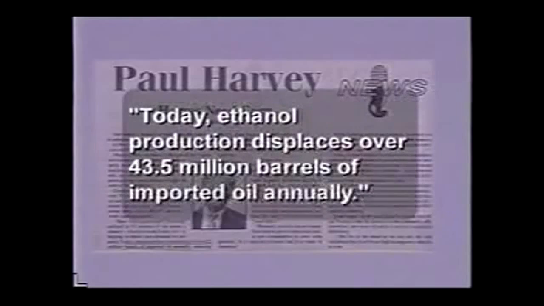Well, some people say there's nothing to worry about. And here we have a very prominent figure who says that we should grow corn, distill it into ethanol, and we can run the entire fleet of U.S. vehicles on ethanol derived from corn. And in support of this, he says today ethanol production displaces over 43.5 million barrels of imported oil annually. Now that sounds pretty good, until you think.